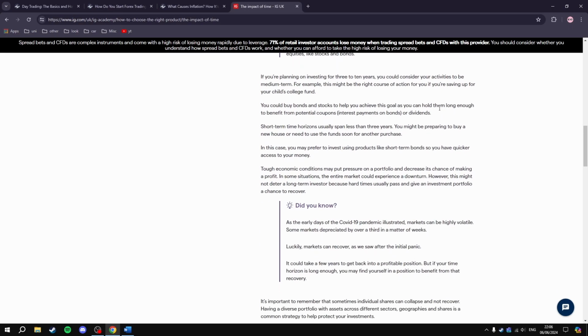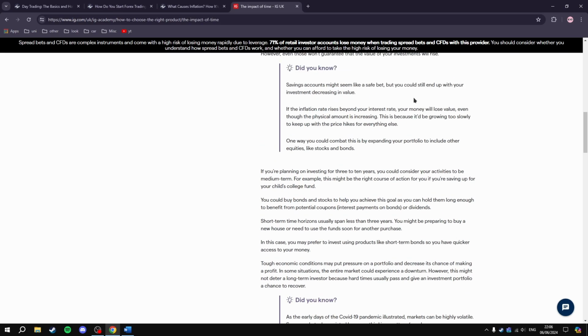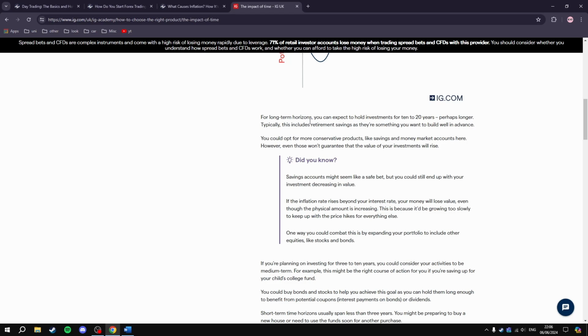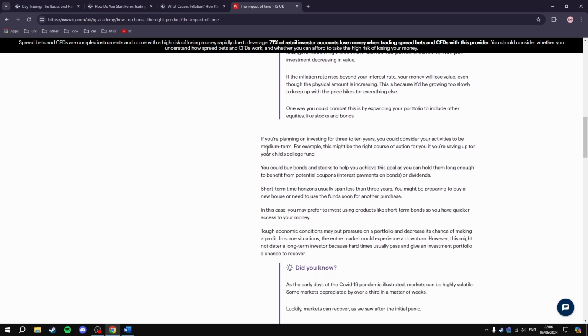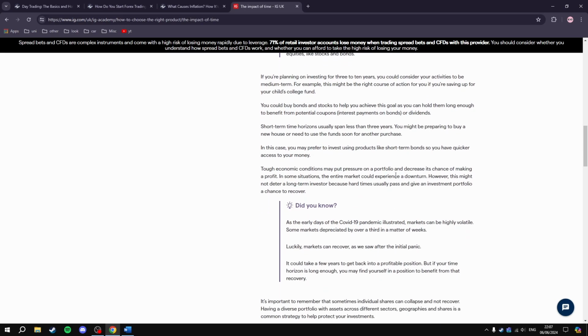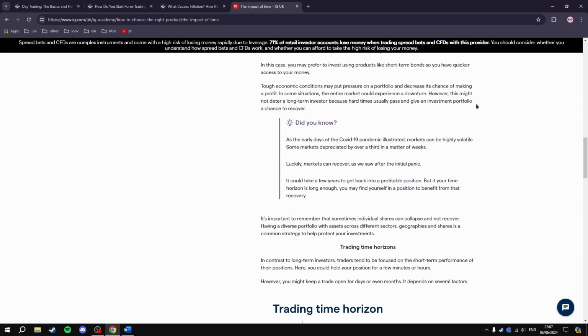And to do this, you could use bonds and stocks to benefit from the potential coupons or dividends. And then short-term time horizons are usually less than 3 years. So this is where you're preparing to buy a house or need to use a fund soon for something else, like a car or something like that. Right? So in this case, invest in short-term products like short-term bonds, so you have quicker access to your money.